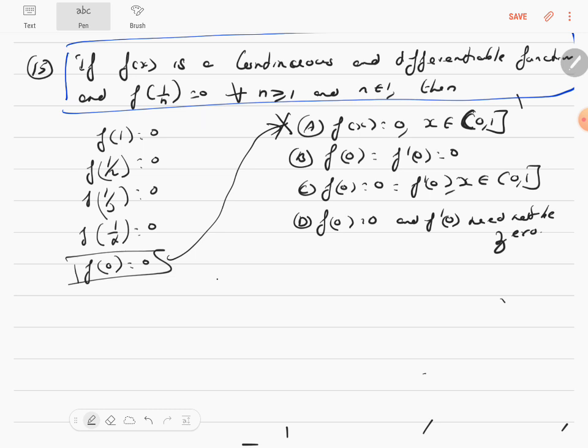Next option, f of 0 is equal to 0, and f dash of 0 will also be 0, and therefore option B makes sense. Okay, let's look at option C. F of x is also equal to f dash of x, where x is an element of 0 to 1, open bracket again, so then C is not true. And f of 0 is equal to 0, but f dash of 0 need not be 0, no. Therefore option B is the right answer according to me.